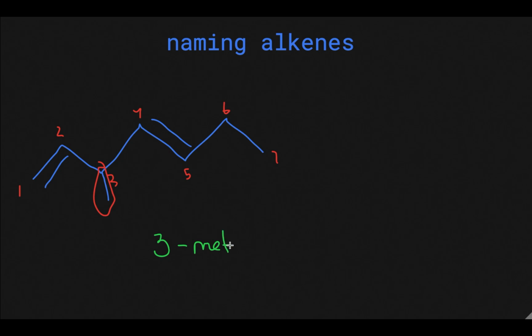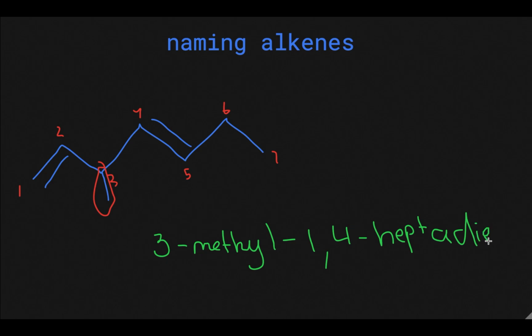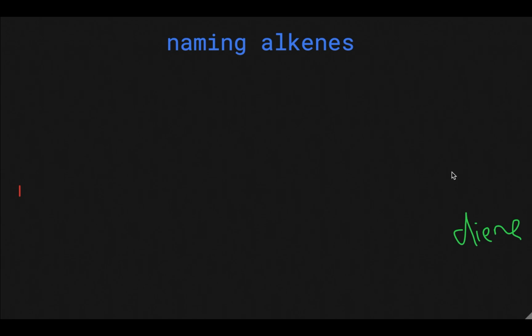3-methyl. Note that we have 2 double bonds. So 3-methyl-1,4-hepta, and we're going to add the word di and the suffix -ene. So this is our full name, 3-methyl-1,4-heptadiene. Okay, let's close off with a final example.